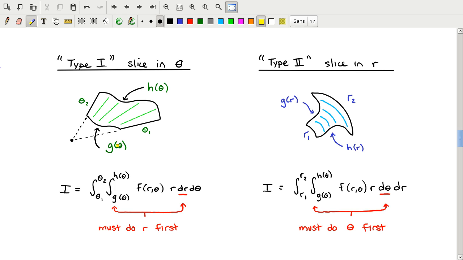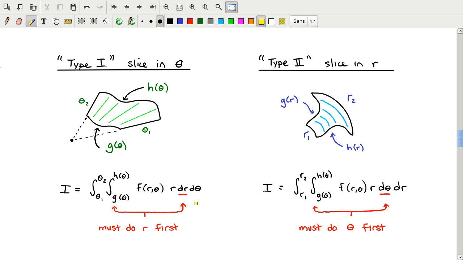The one is where we slice in theta. So theta is sliced and we have boundaries of constant theta, theta 1 and theta 2. But the boundaries in the r direction, we have a lower function g of theta, an inner function g of theta if you like, and an outer function h of theta. And so this can be expressed simply in terms of bounds. Theta goes from theta 1 to theta 2, and r goes from g of theta to h of theta.